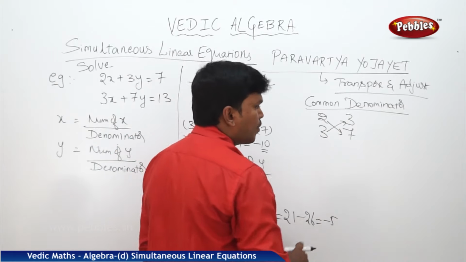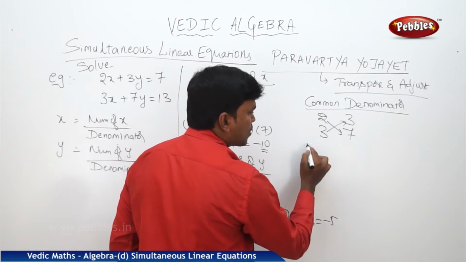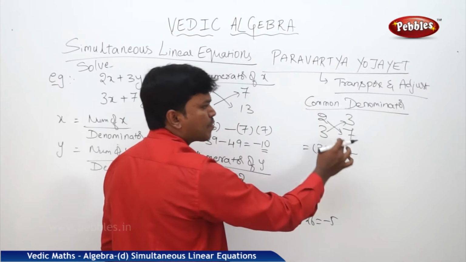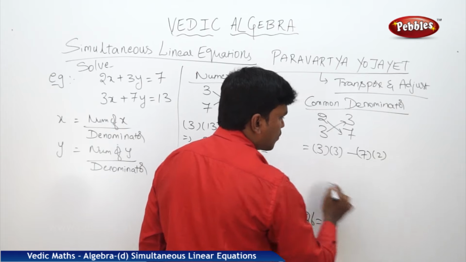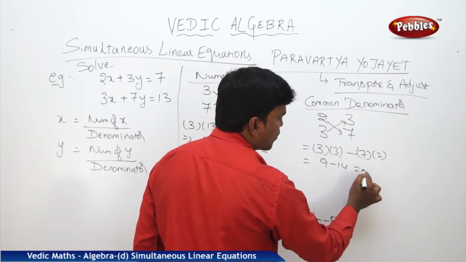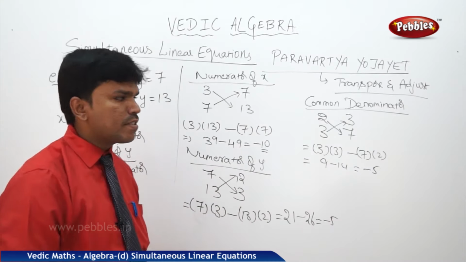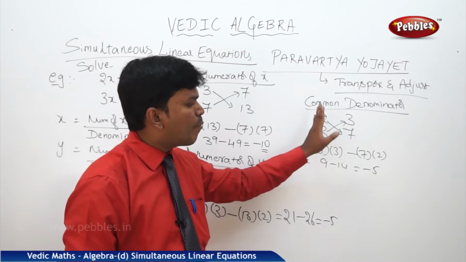First I will write down 3 into 3, then minus, take the backward, 7 into 2. So 3 3s are 9, minus 7 2s are 14. 9 minus 14 is how much? It is minus 5. So we got the numerator of x, numerator of y, as well as the common denominator.